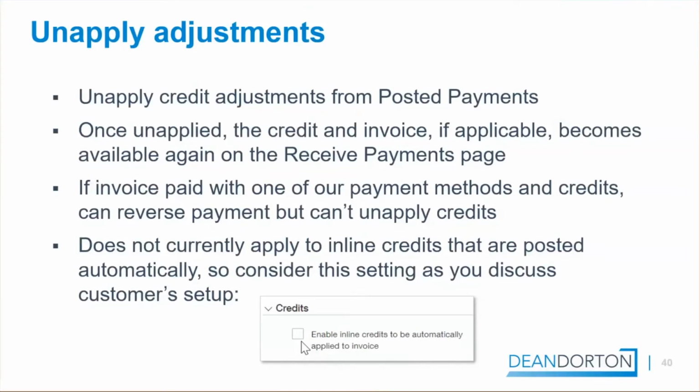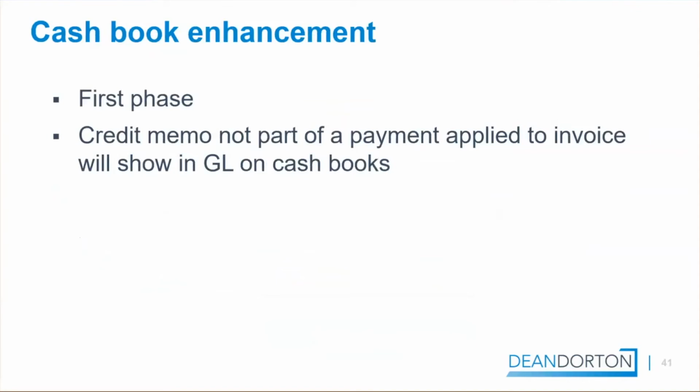Okay. So with the cash book enhancement, this is the first phase of the cash book enhancement. The credit memo that is not part of a payment applied to an invoice will show in the GL on cash books. So a good change there for those credit memos and being able to see them in your cash books.